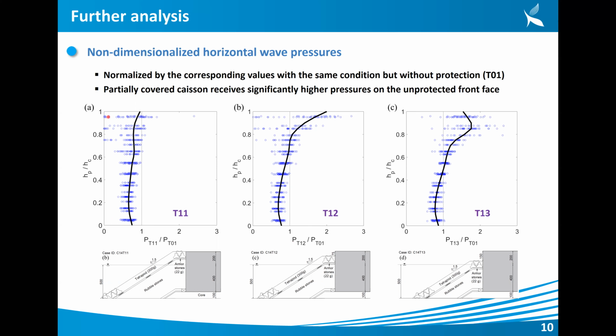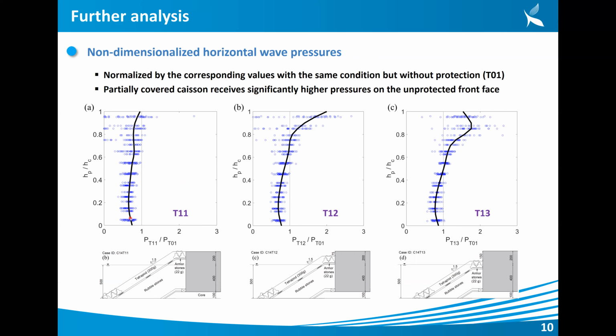Then all the data from the models can be plotted in a single figure like this. In the left figure, PT11 over PT01 is the horizontal wave pressure from T11 normalized by the pressures from T01. You can see most values of PT11 over PT01 are less than 1. This implies reduction of horizontal wave pressure by the protection with armor blocks.